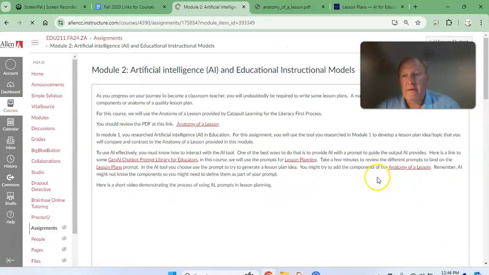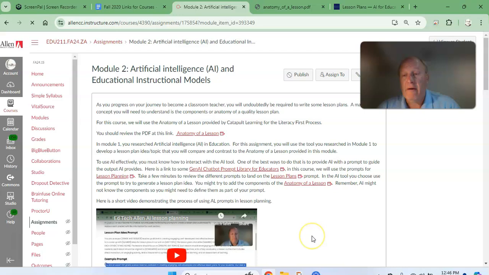And then we get into our assignment. So here's your first assignment. Now, remember last week you learned about some AI pieces. This week you're going to start using them to develop lesson plan ideas. So I'm going to walk you through a way to utilize an AI tool to generate a lesson plan.